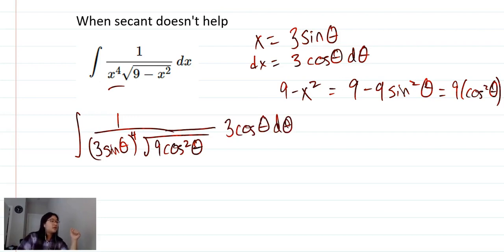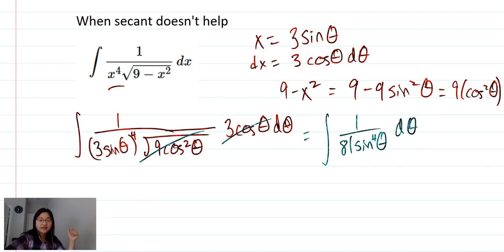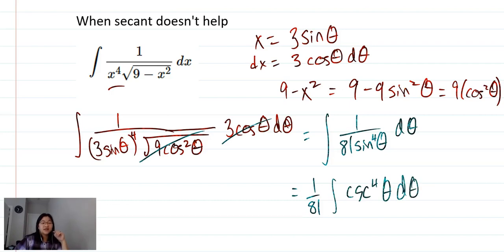And now, let's see what happens. Well, actually this and that go away, because those are the same, so then we end up with just the integral of, was that 81 sine to the 4th theta d theta? And then, does that help us at all? Well, that's cosecant, right? So we get 1 over 81 integral cosecant to the 4th d theta.